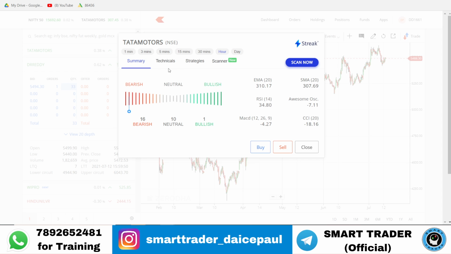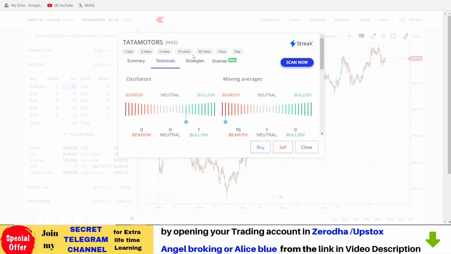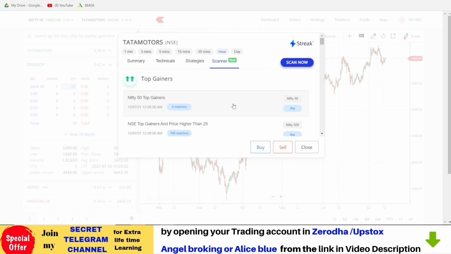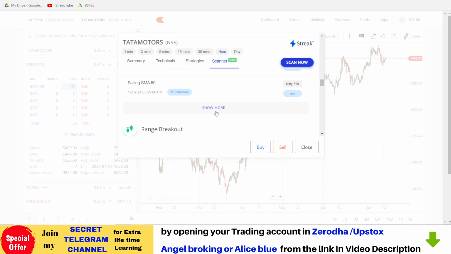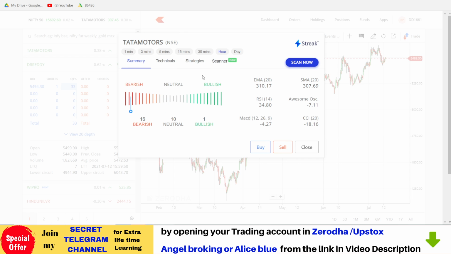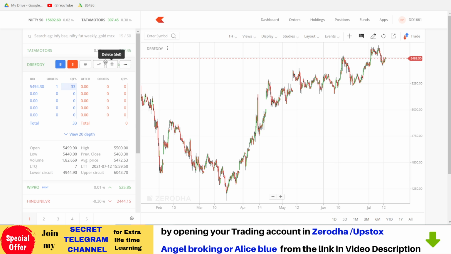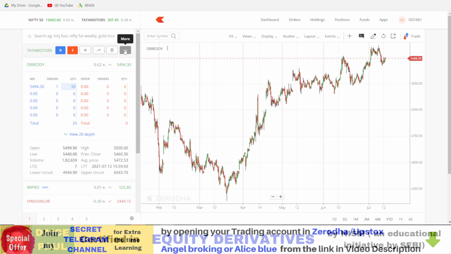And yes, this will talk about the technicals of the stock on a different time frame. You get to know the technicals and all that. There's a scanner, if you want to scan top gainers and many other things. Every information is given over here. So that was more about technicals. I'm not going into detail again on that.